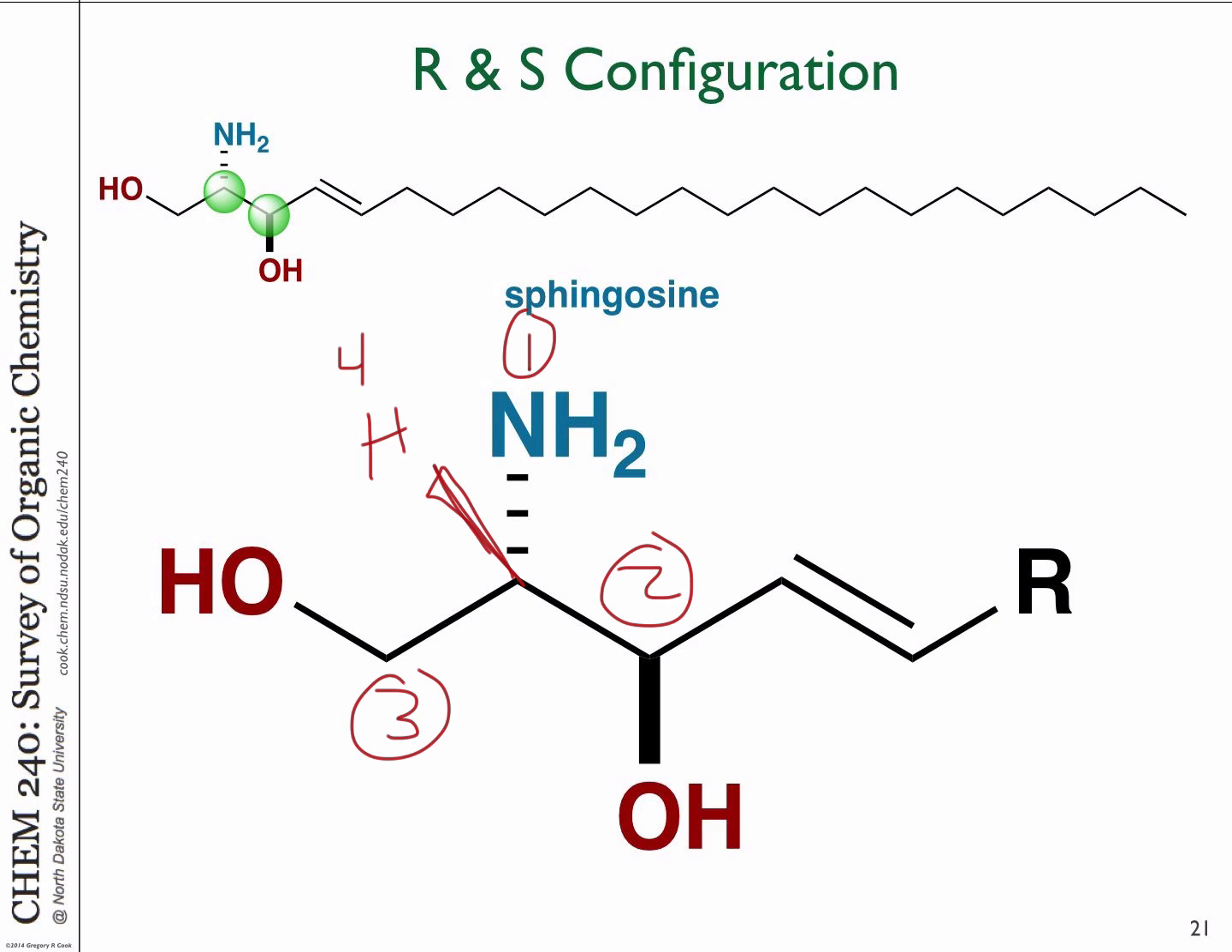So if I use my right hand and point my thumb this way, my hand's curling that direction, nitrogen, so 1 to 3 to 2. I need this hand pointed out, and you go 1 to 2 to 3 in that direction, and that's the one that fits. So left hand, the configuration at that carbon must be S. Okay, it's the S configuration.